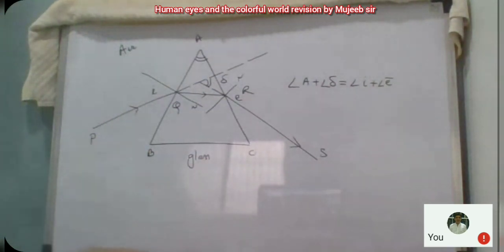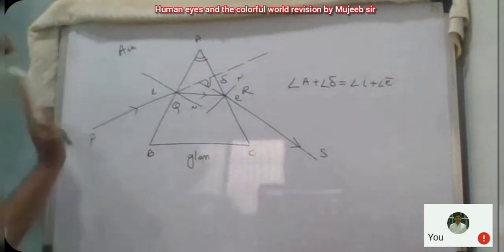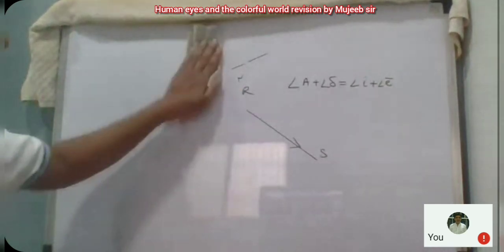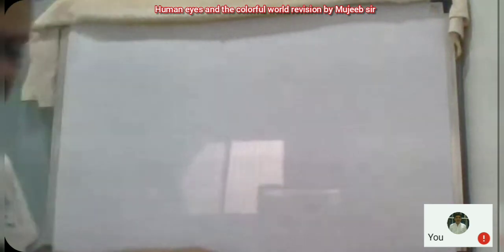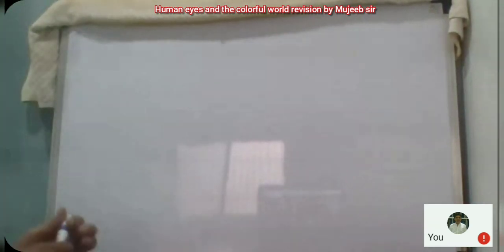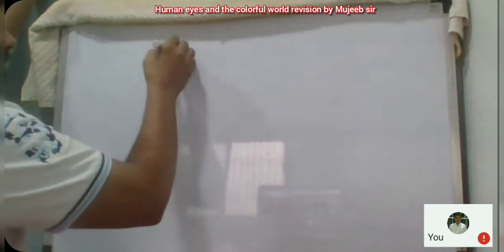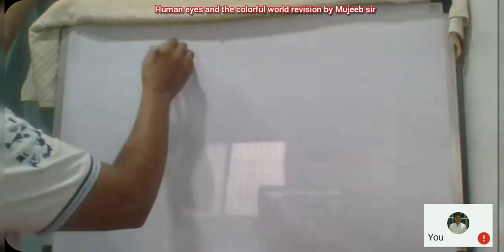Then next after this comes the dispersion of light. Before understanding dispersion, we will go for the rainbow formation. See this rainbow for dispersion. Remember what dispersion is.